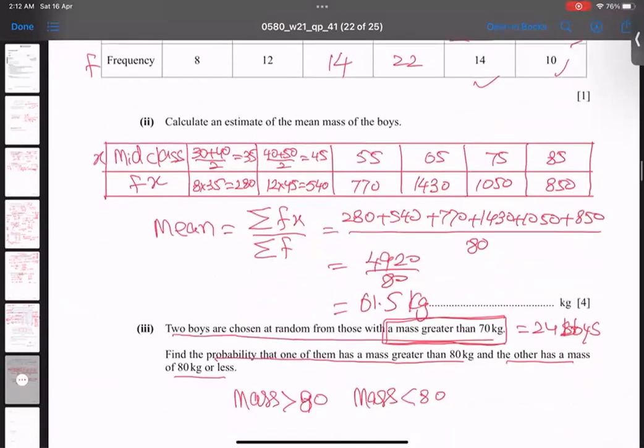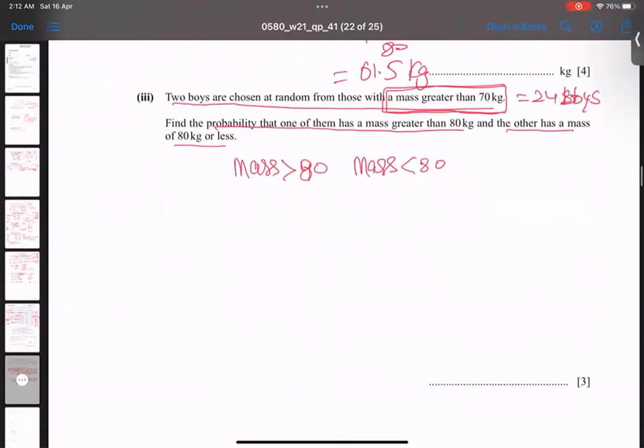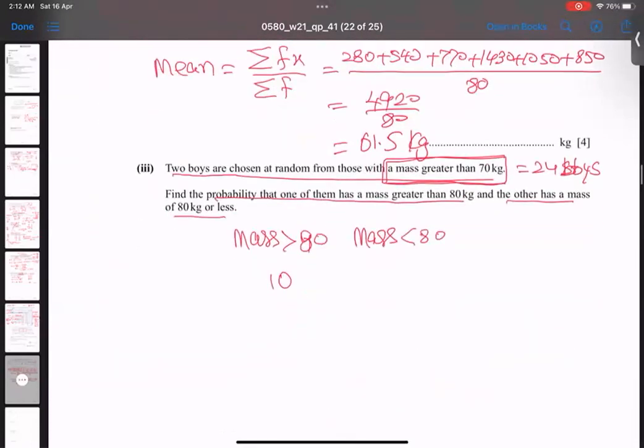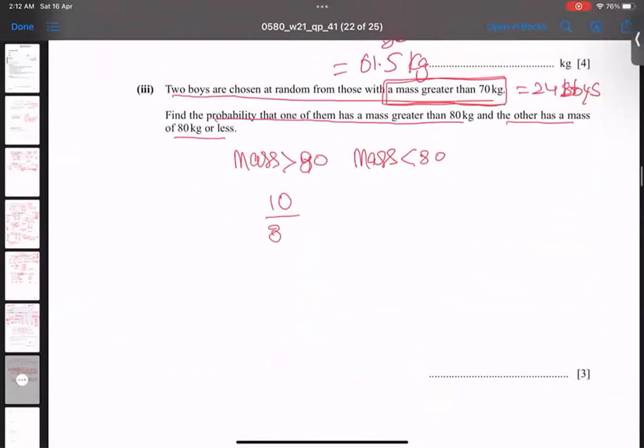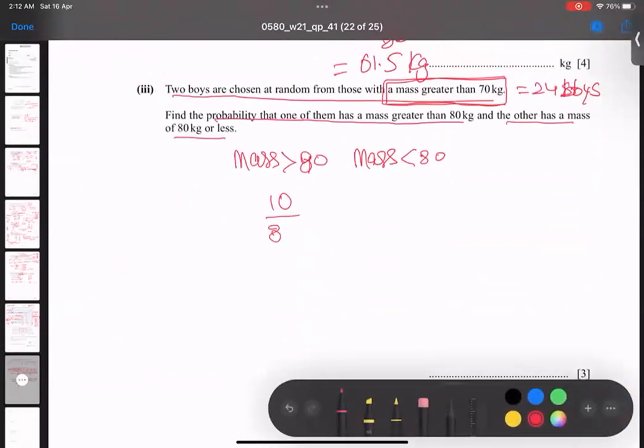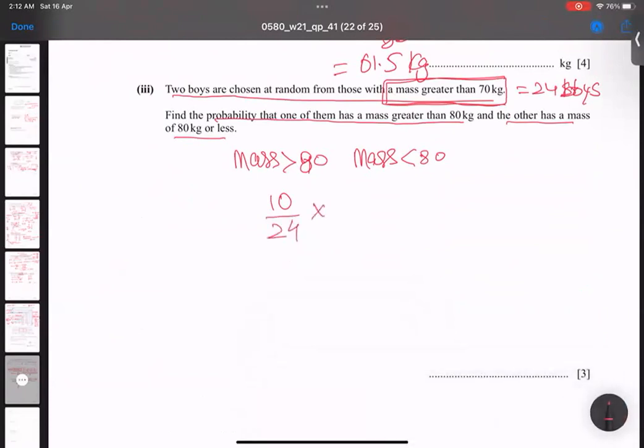More are 10. So it means there are 10 students here, and I missed this, 14. So 14 are here. So it means 10 out of 80. Not 10 out of 80, sorry, this is 10 out of 24. 10 out of 24. Okay, 24, times 2. And next is one student less.